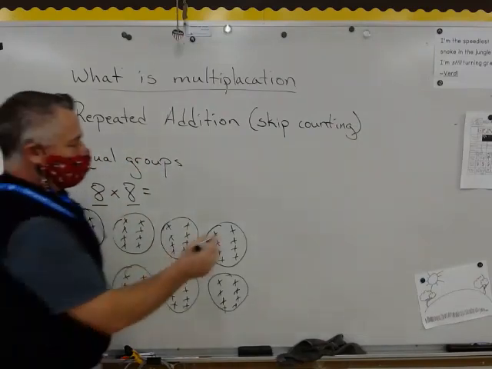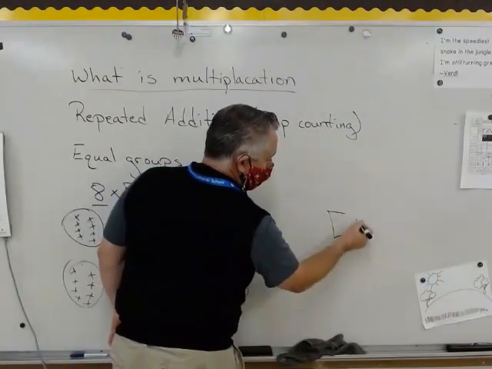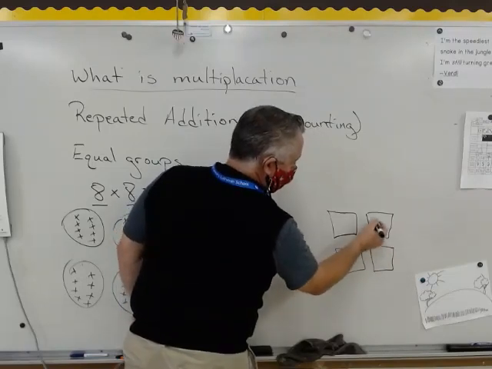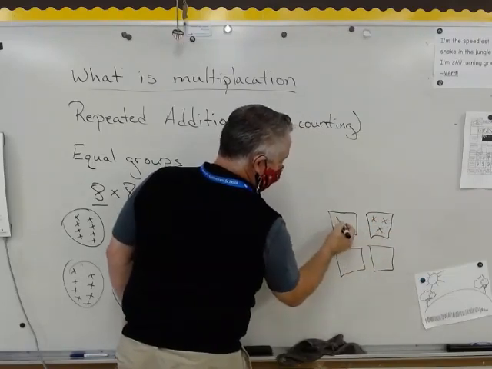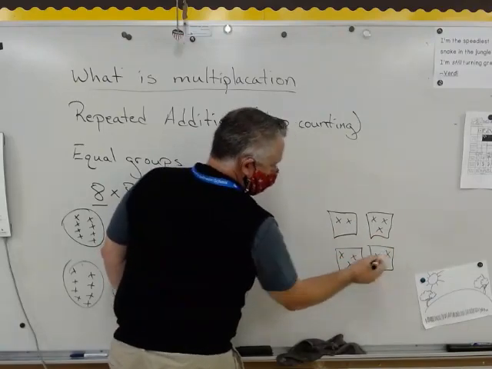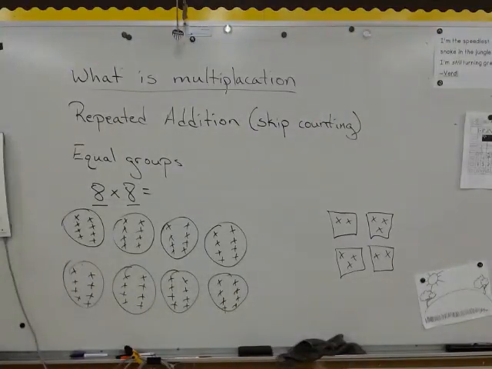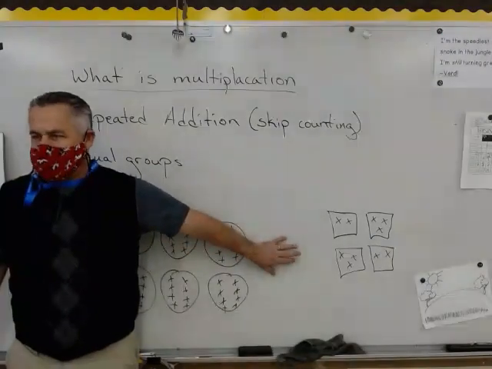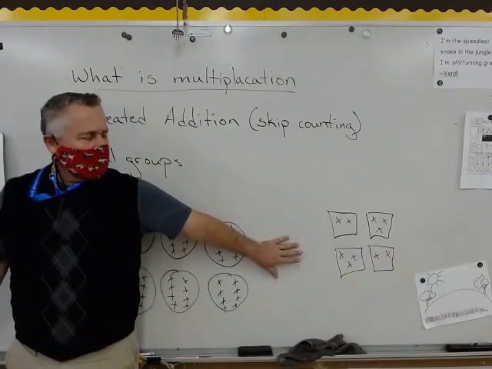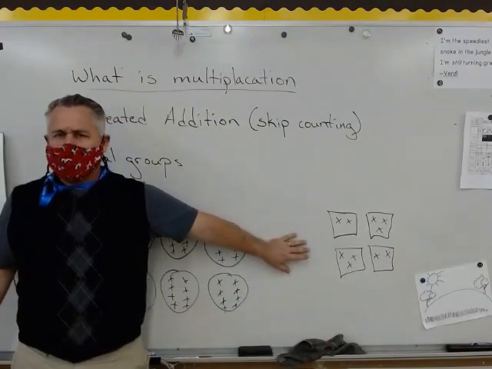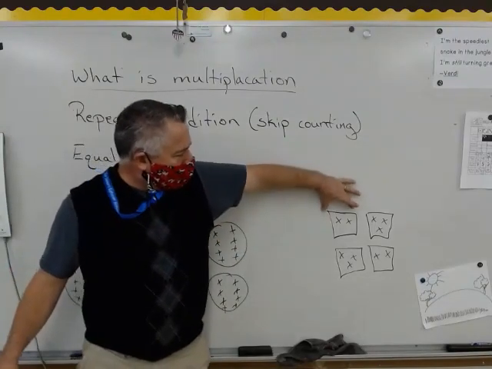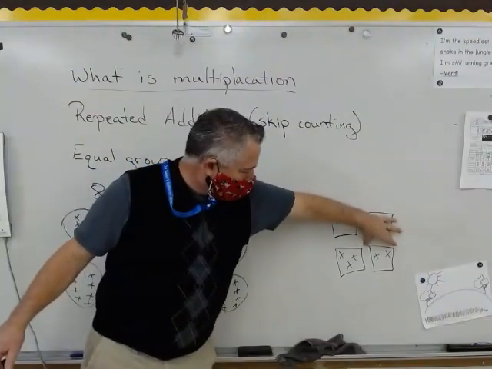Could I do this? Look what I'm going to make. I'm going to make new groups. Based on this, could I make a multiplication problem out of that? No. Could I make a multiplication problem out of that? No. Oh, yes. I've got a group of 2, a group of 3, a group of 2, and a group of 3.